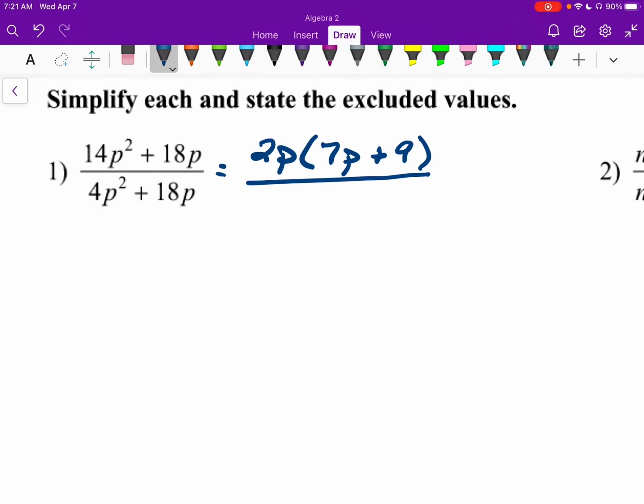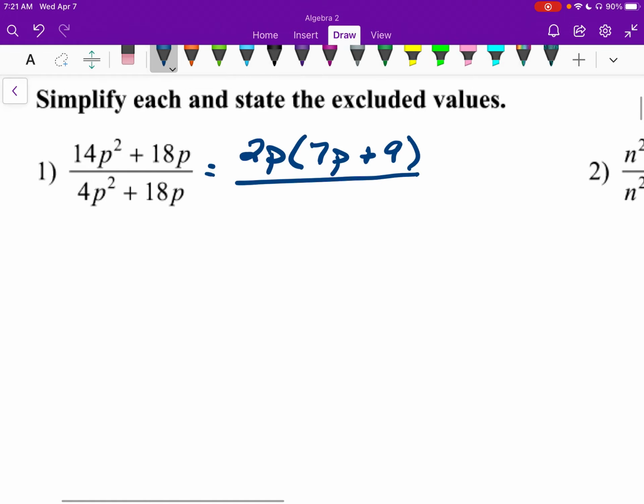And now we do the same thing with the bottom. 4 and 18, we could actually take out just a 2. And then p squared and p, we could take out a p. So this will leave us with 2p plus 9.